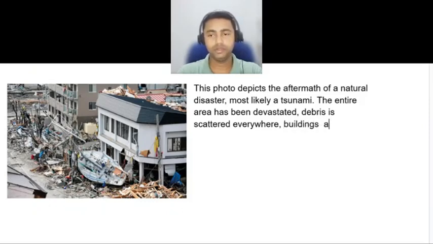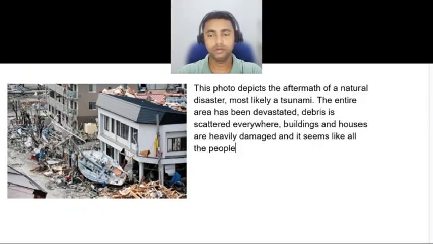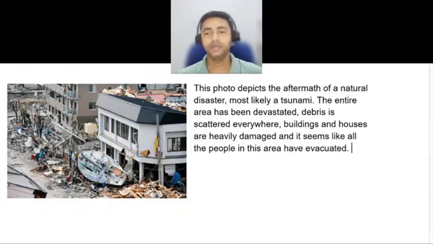Buildings and houses are heavily damaged, and it seems like all the people in this area have evacuated. The entire area has been devastated.